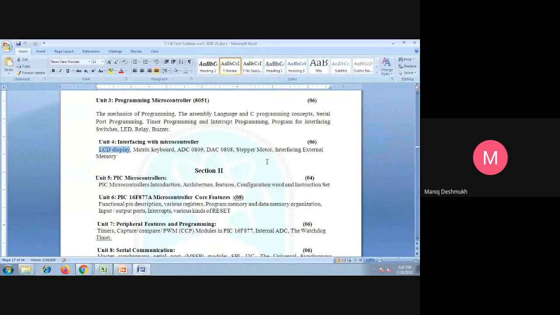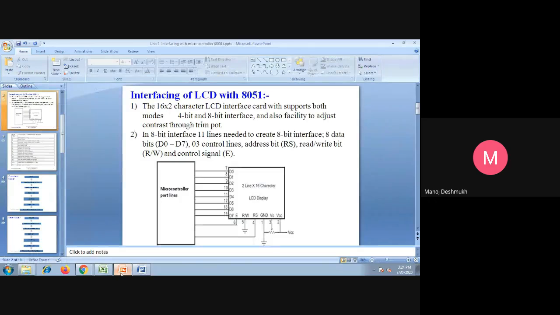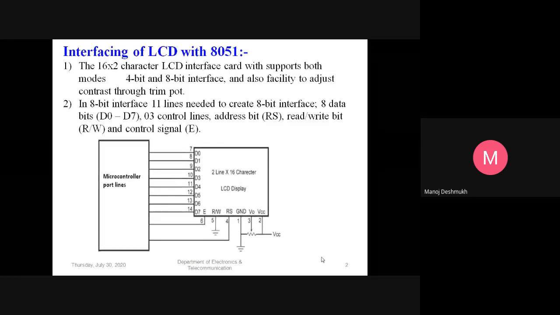After that we go for the actual topic, that is the first point, interfacing of LCD with the 8051 microcontroller. The LCD is 16 by 2, which is a basic model of the LCD. In this case 16 cross 2, that is, 2 is the number of rows available on the LCD and 16 is the number of characters in each row.